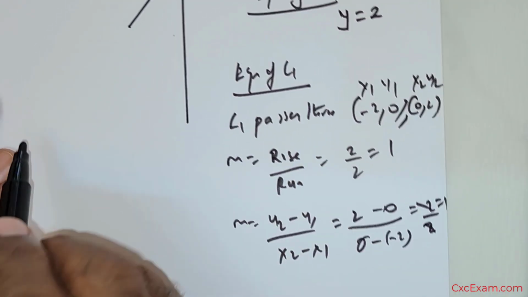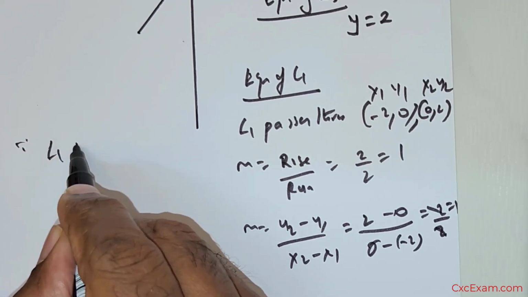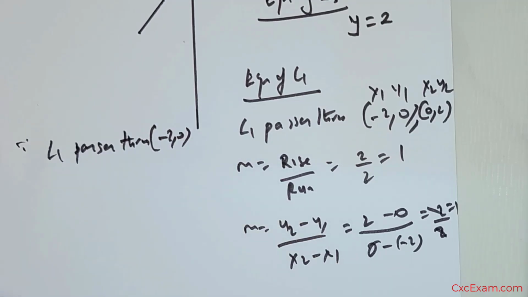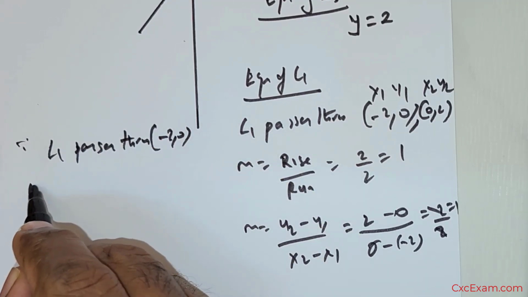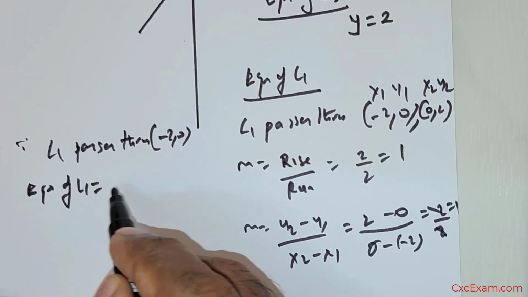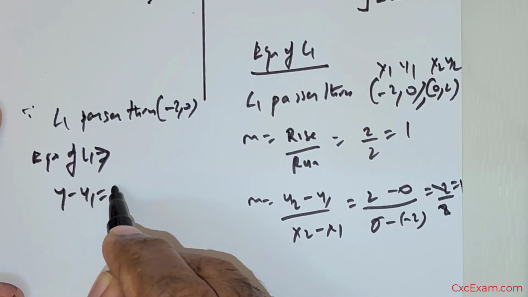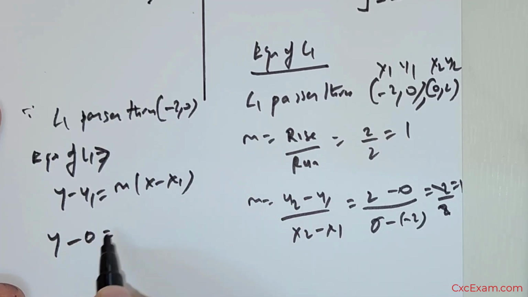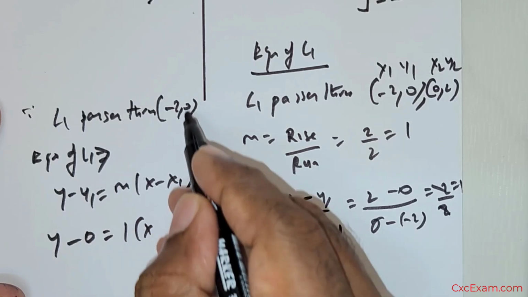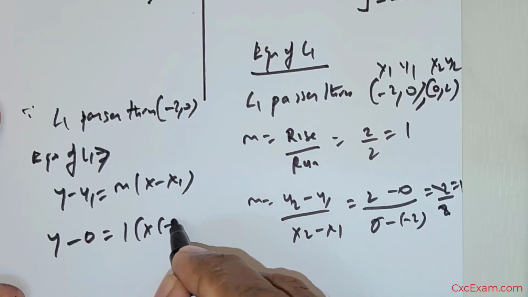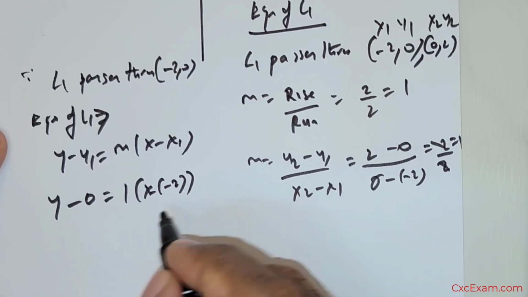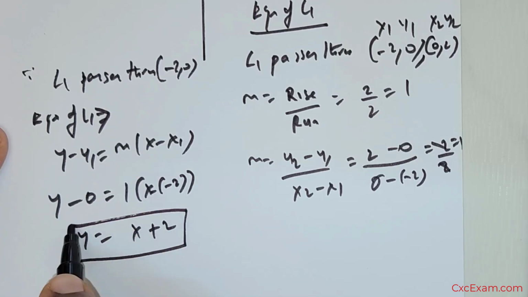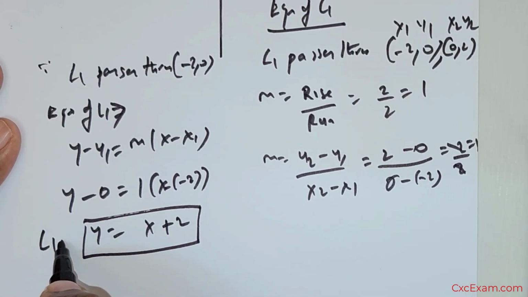Now we need to get the equation of the line. Now since L1 passes through -2, 0, the equation of L1 is going to be y minus y1 is equal to m times x minus x1. So y minus y1 is 0 here, slope is 1, x minus x1 is -2. So negative of -2, this is going to be y is equal to x positive 2. Right, so this is equation of L1.